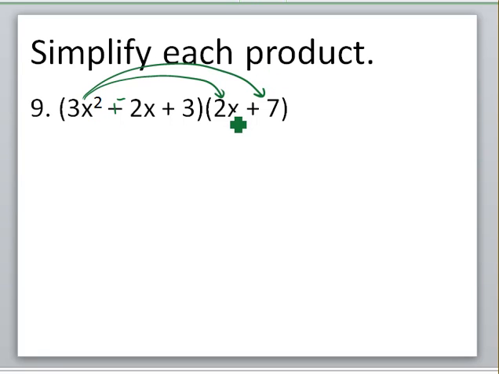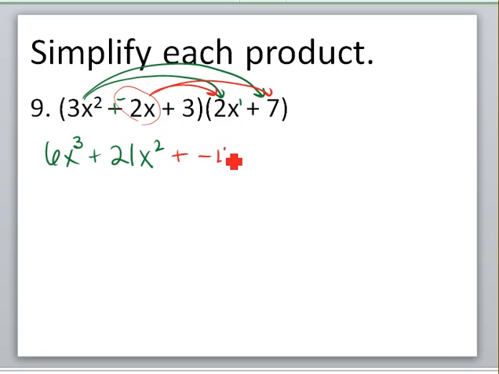So I've got 3x squared times 2x, which would be 3 times 2 is 6, 6x to the 2 plus 1 is 3. 3 times 7 is 21. Distribute my x squared through. Now my second term here, I'm distributing it through. Got to do it twice, so I've got negative 2x times 2x, which is a negative 4x to the second. Negative 2x times 7, which is a negative 14x.